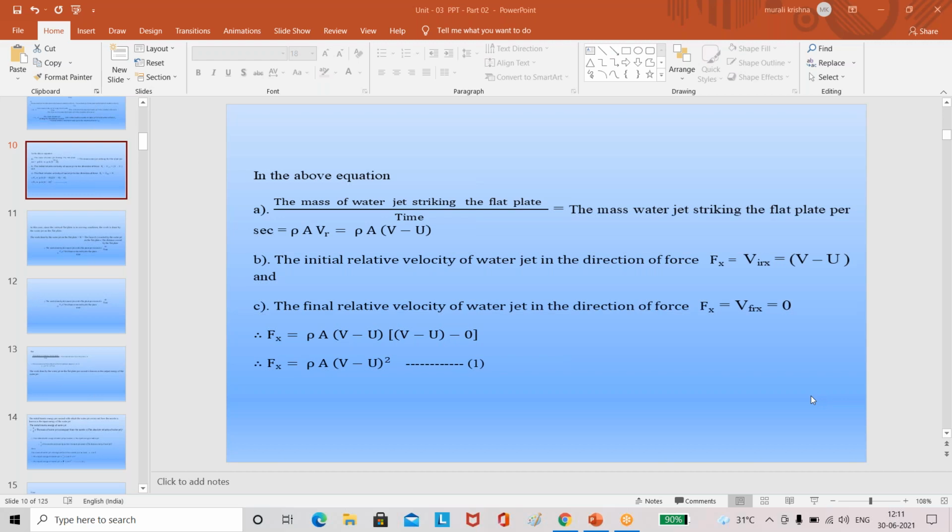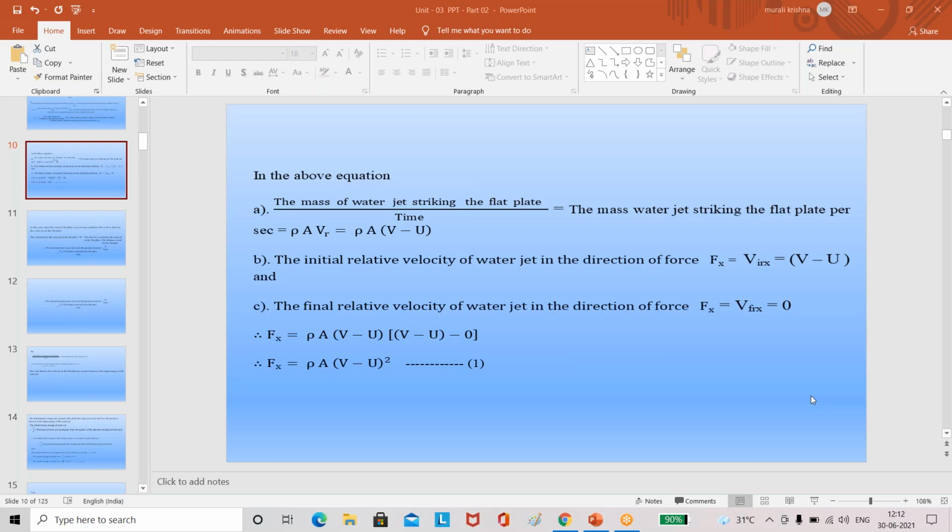Last class, I explained the equation of force Fx, the force exerted by the water jet on the moving vertical flat plate along the x-axis. According to Newton's second law of motion, the equation for Fx is rho a into (v minus u) whole square. Last class, I explained the derivation of this force Fx equation.